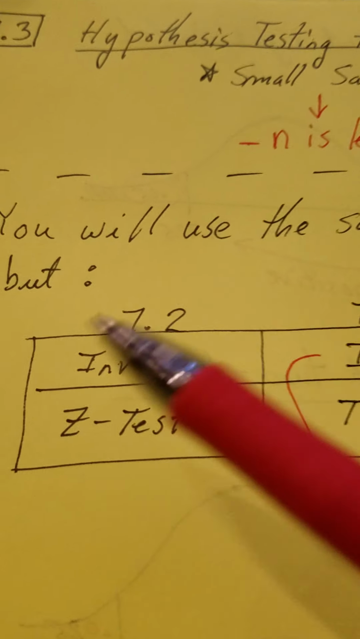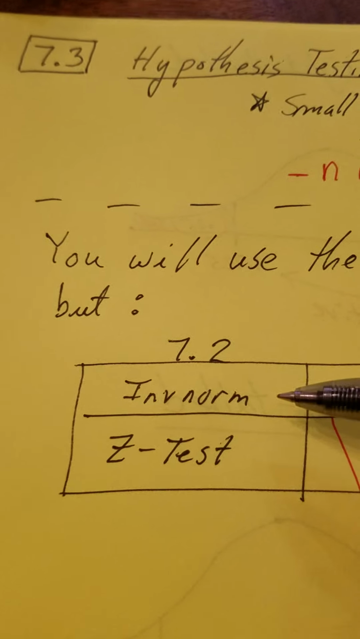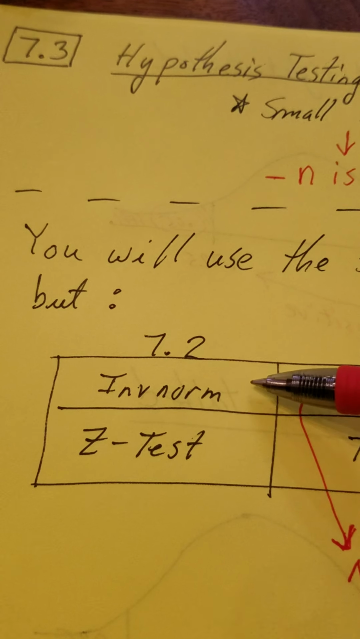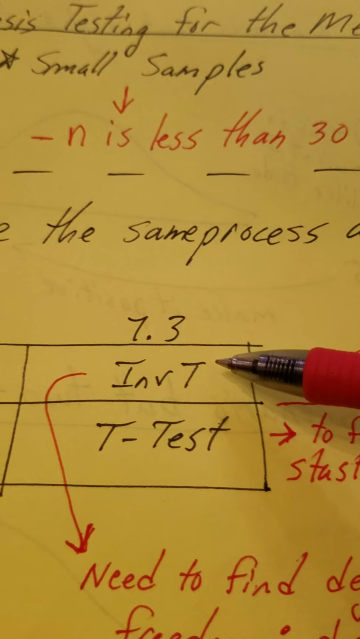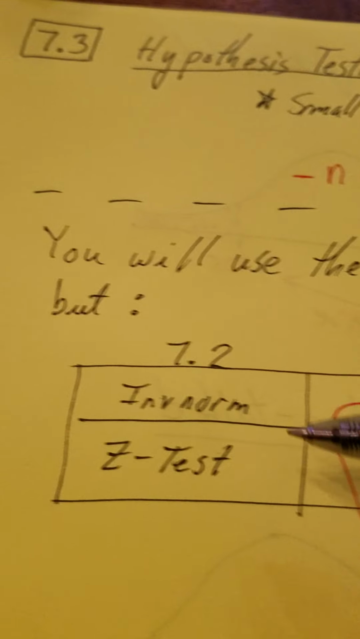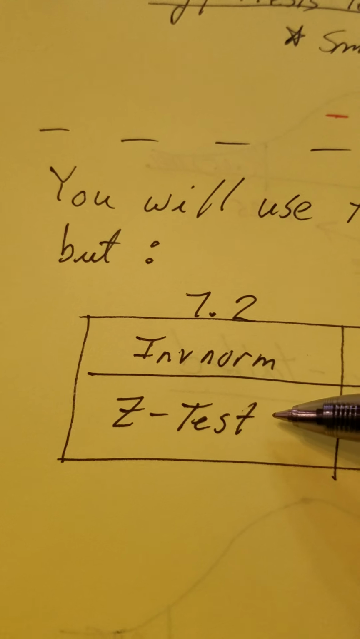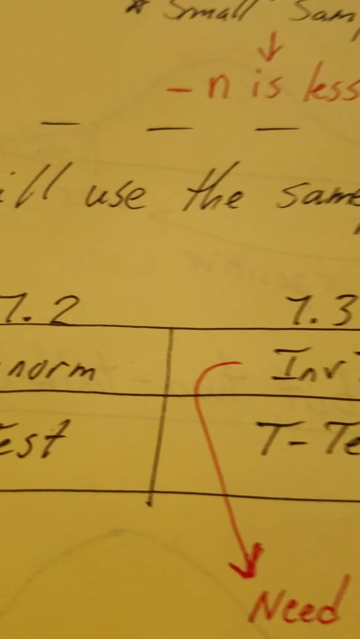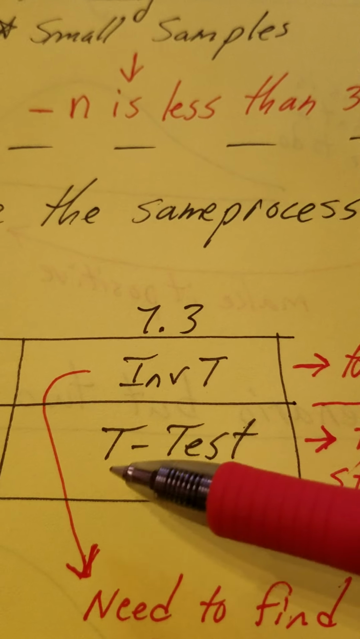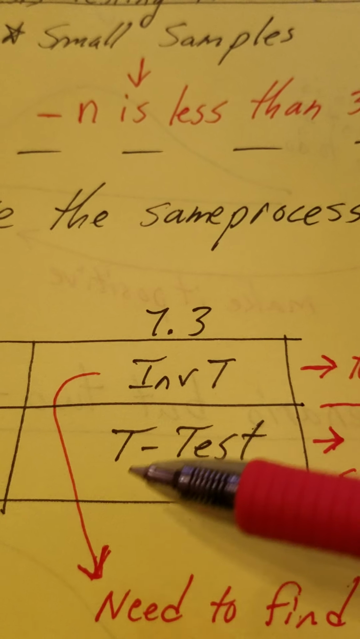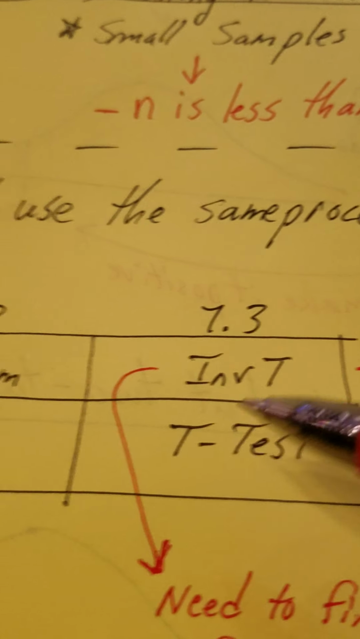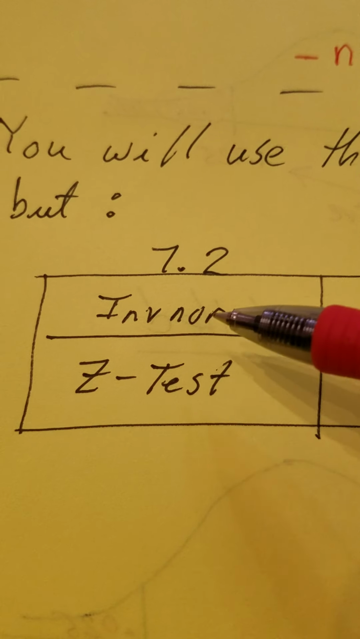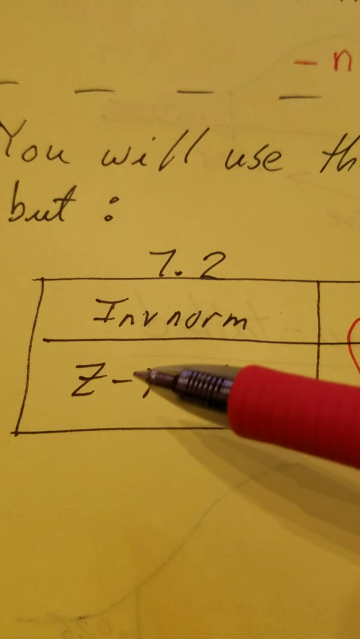But in 7.2 you use inverse norm. In 7.3 you use inverse t. In 7.2 you do the z-test. In 7.3 you do a t-test. So there you got the t, right? Sample size less than 30, so you use t. Everything's t. In 7.2 everything was z.